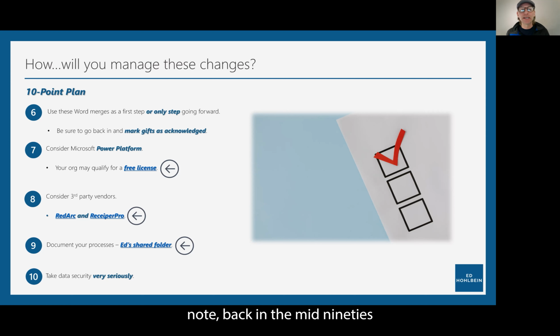And as a side note, back in the mid to late 90s, this is how it was done, right? You exported whatever data you wanted to include in a letter, whether it was a donor acknowledgement letter or some other type of mail, from Raiser's Edge altogether. The integration to Microsoft apps wasn't there. So we're kind of going old school, if you will.